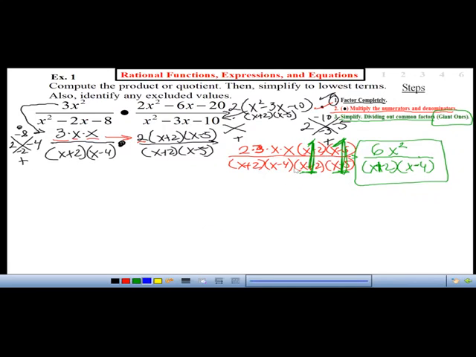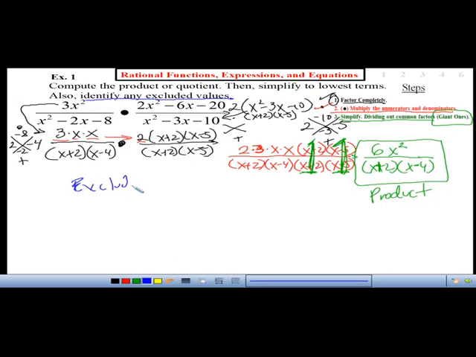All right, so here goes the process. Factor completely the numerator and denominator, yes. Multiply the numerators and denominators, there it is. Identify giant ones, yes. And here's our simplified product. This is our product, my bad, because we just multiplied. Okay. However, they want us to do at the end what? Identify any excluded values.